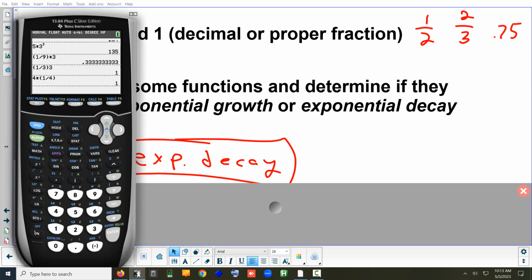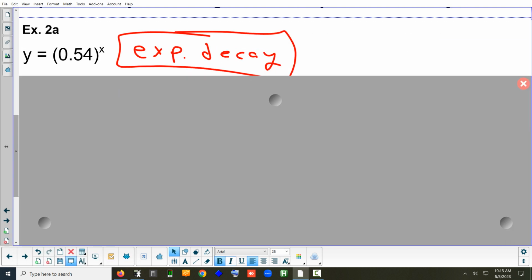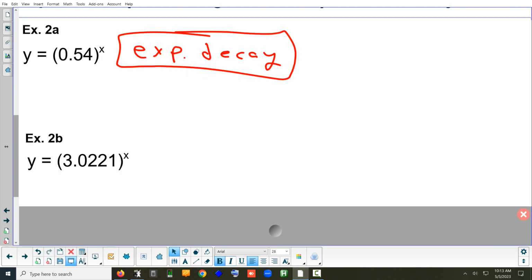Okay, and we don't have to do this, but I can just show you. If you were to graph that on the calculator, 0.54 raised to the x, it's going to curve down as it goes to the right. See how it curves down? That's decay. Growth would be the opposite. It would curve up.